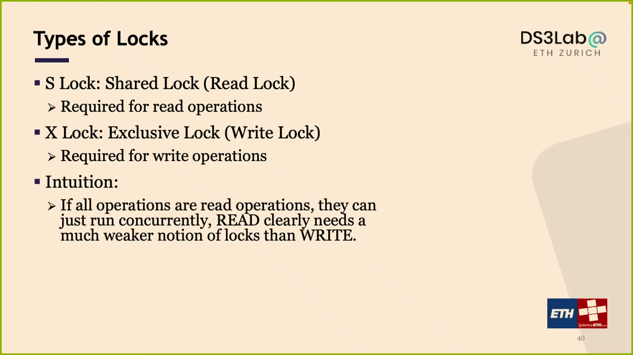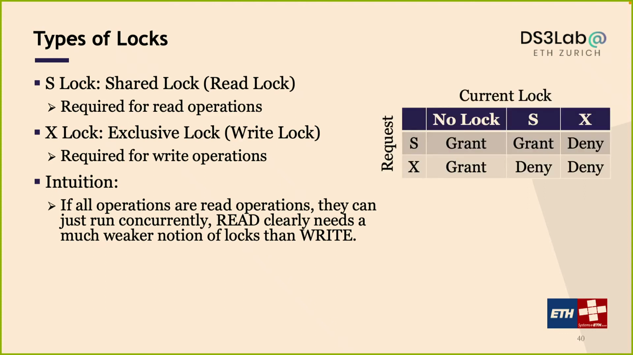The intuition is, if all the operations are read operations, they can just run and do whatever they want. So reads need a much weaker notion of lock than writes, and we want to decouple this. So this is the compatibility matrix, right? Assume in the system there are three possible states: there's no lock on the object, there's a share lock on the object, or there's an exclusive lock on the object.